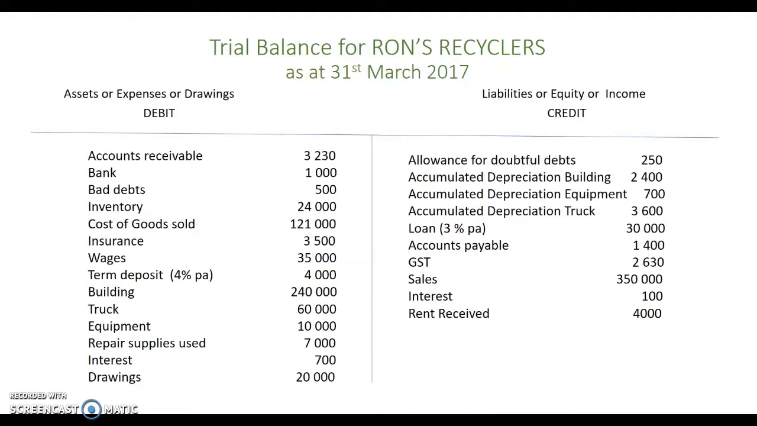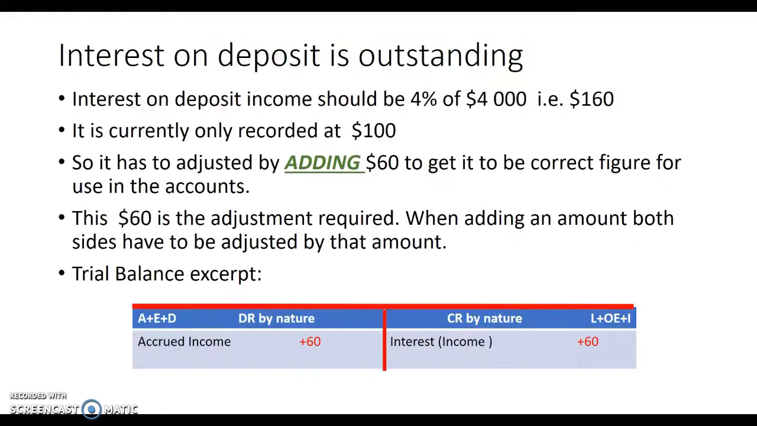But this time we're looking at this term deposit interest that we've got. We have a term deposit of $4,000, and at the moment we're showing interest earned on that as $100. Remember, these figures have got to reflect the income for this year, 31st of March 2017. So let's look at the adjustment that we're going to be required to make. The interest on the deposit is outstanding, so we're talking about 4% of 4,000. So we should actually be showing interest income of $160. Currently, remember, it was only recorded at $100.